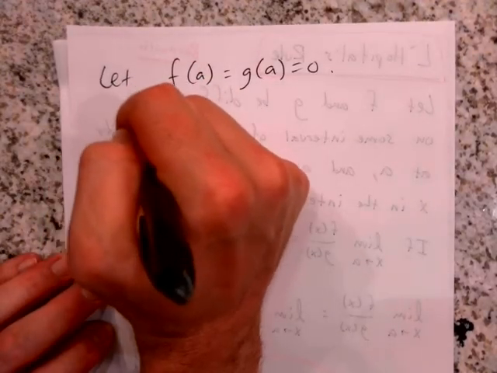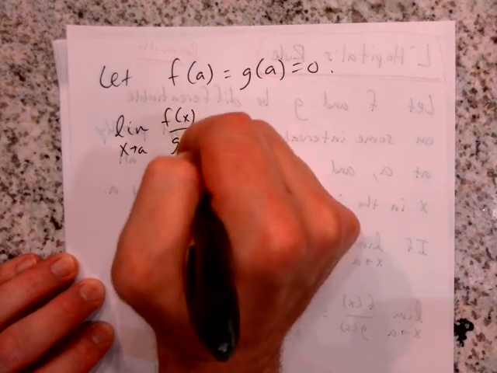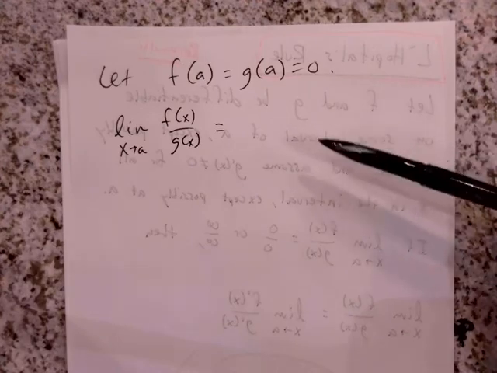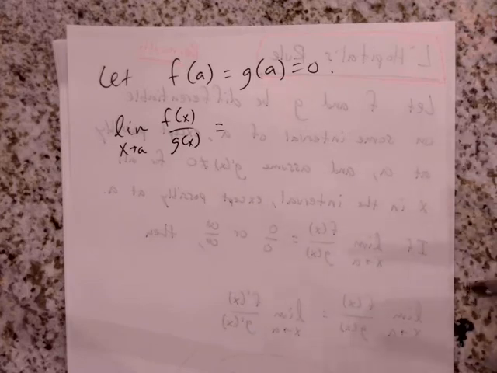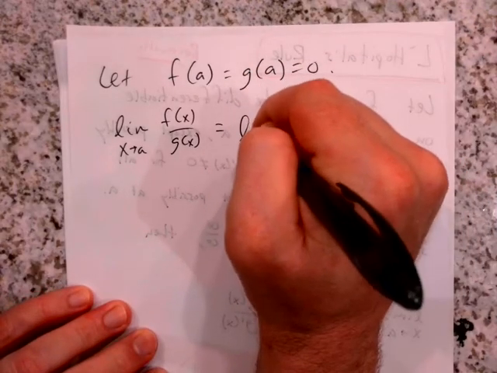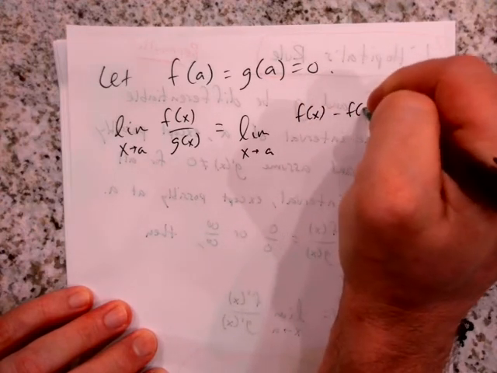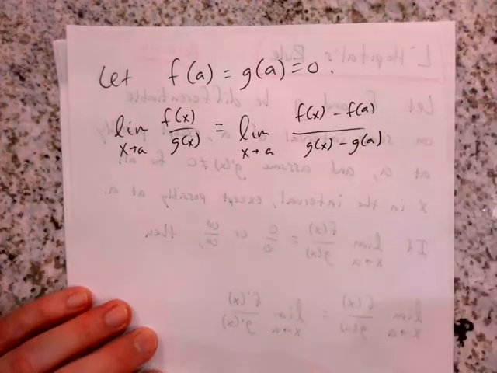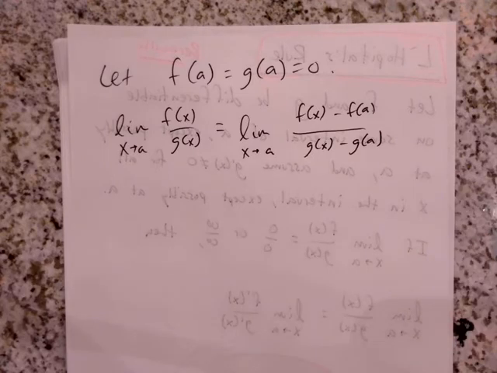So what we'll do is the limit as x approaches a of f of x over g of x, which we know if we plugged a into our function right now, it gives us 0 over 0. So we won't do that. Instead, we'll do some algebraic manipulations to this. We'll subtract f of a from the numerator. We'll subtract g of a from the denominator, which we can do because they're both 0. So subtracting 0 won't change our expression.